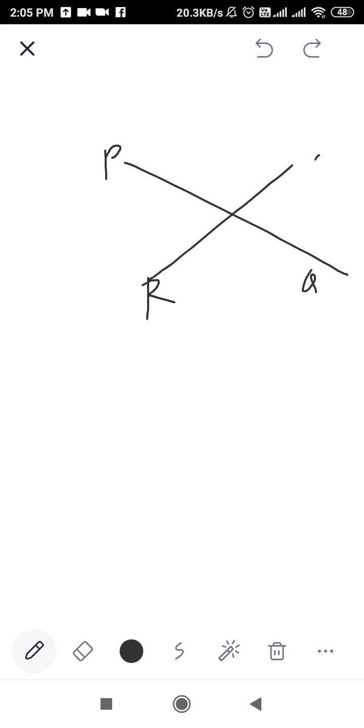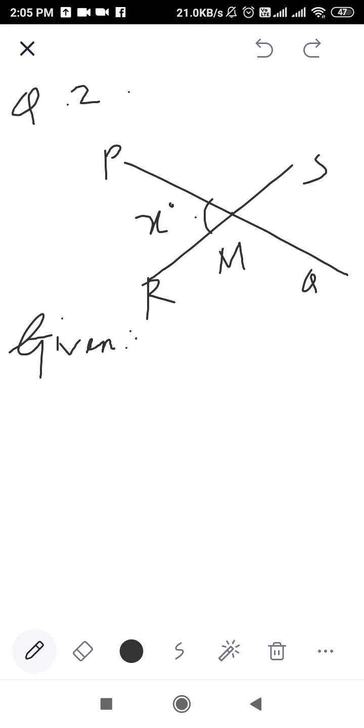PQ, RS, it's point M and it's given as x degree. Okay. Now, second question. Angle PMR and SMQ. These are the two opposite angles. Okay. Now, first of all, we will write here what is given to us. Okay. What is given? Measurement of angle RMP is equals to x degree.